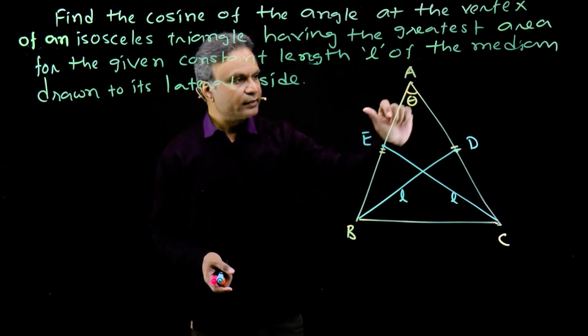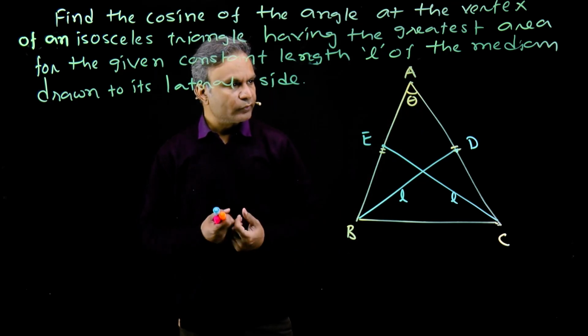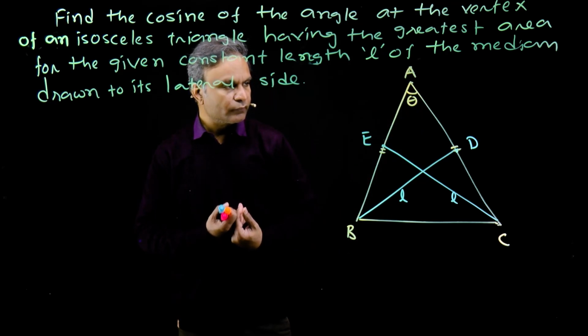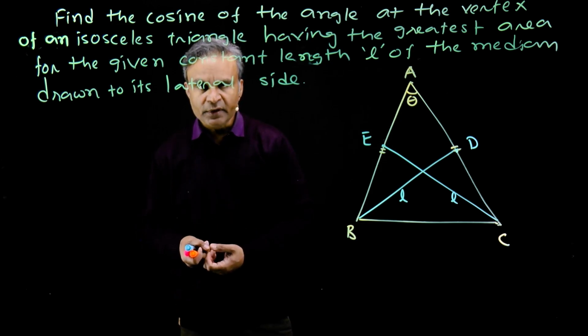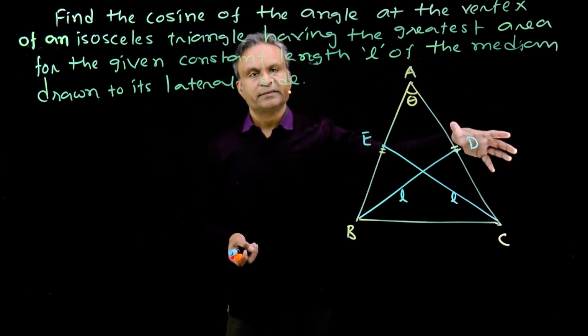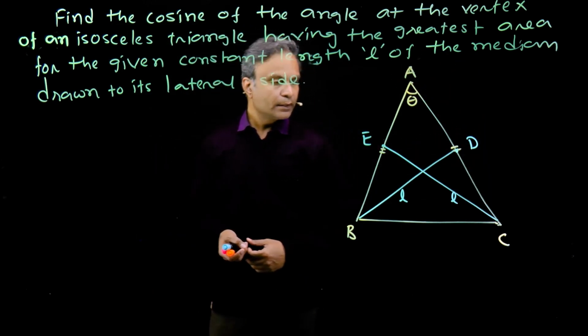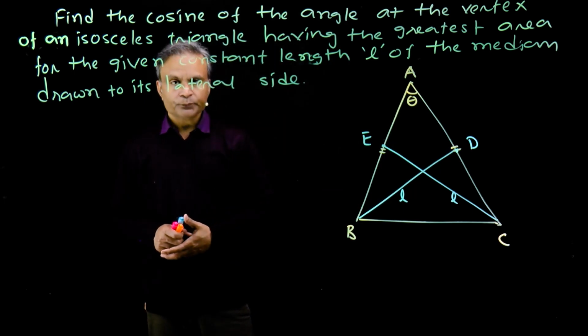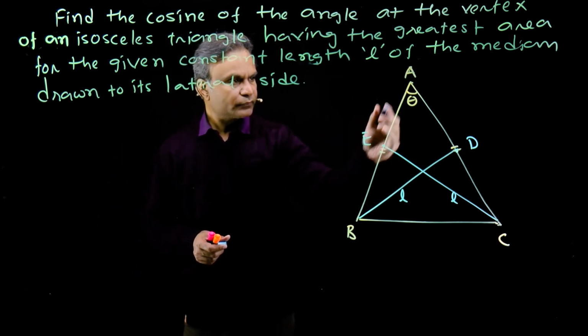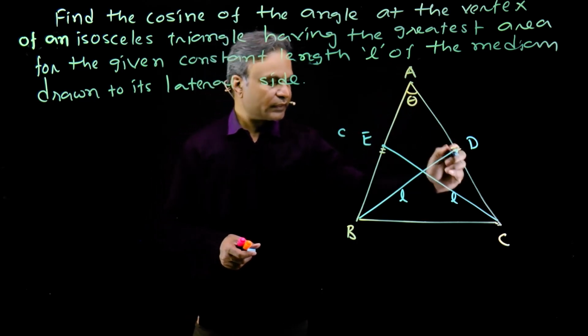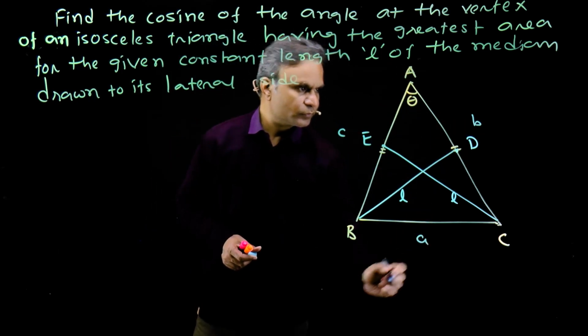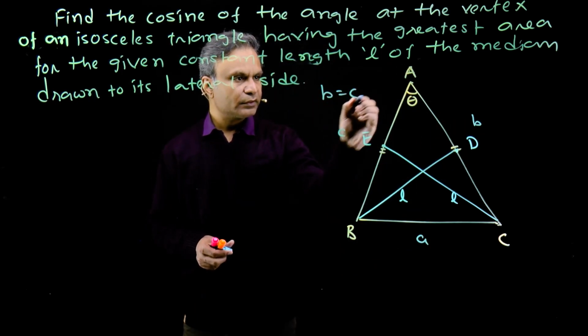Here this angle theta is variable. So we will try to get the area in the form of the variable theta, and we will maximize that area. What can we do? These two sides are equal. This side is small c, this side is small b, this is small a. We have b is equal to c.